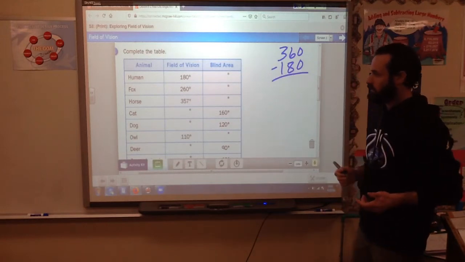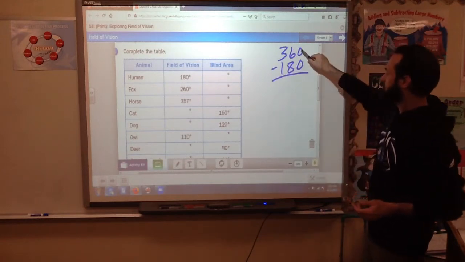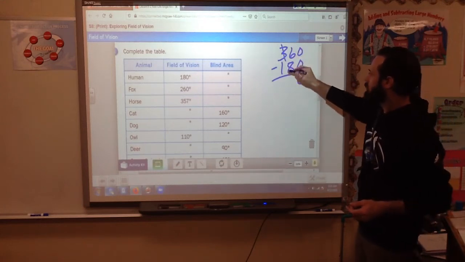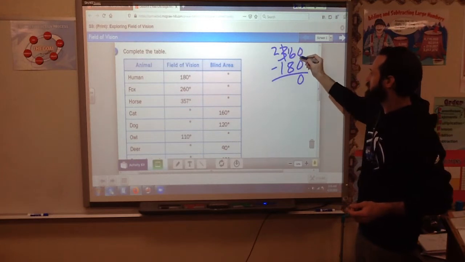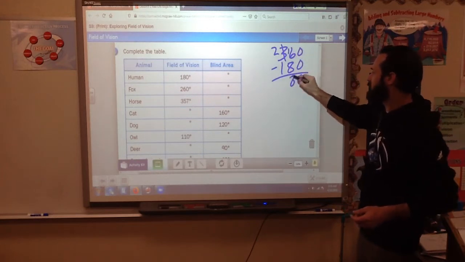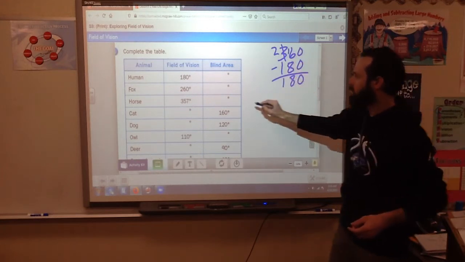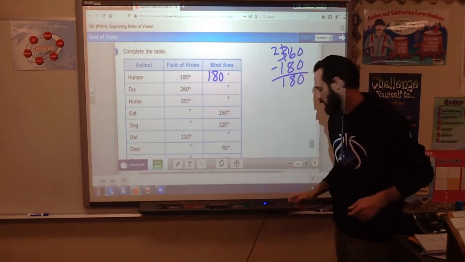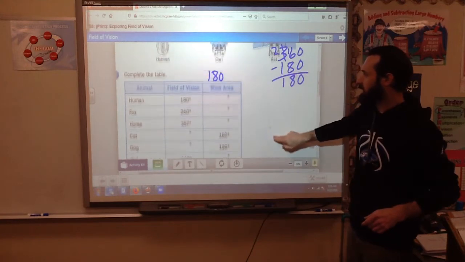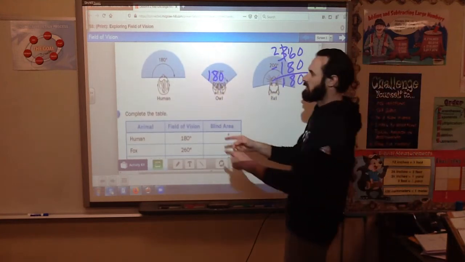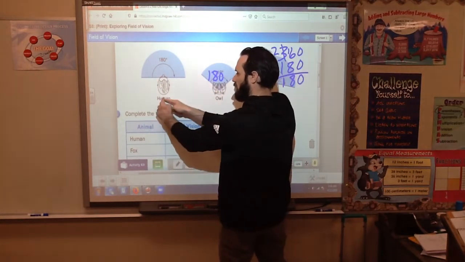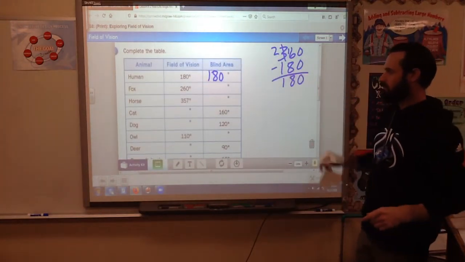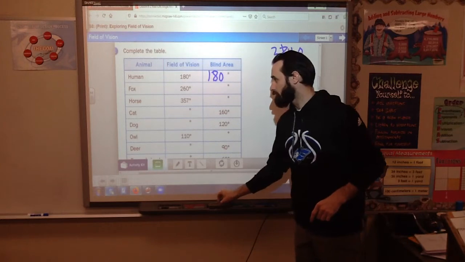Okay, I'm going to do the first one with you here. 0 minus 0 is 0. Cross out that 3, make it a 2. This becomes 16. 16 minus 8 is 8. And 2 minus 1 is 1. So our blind area is also 180. And that makes sense if you look back. This is going to mess up where the answer is. But if you look, this is half of the circle, right? So 180 plus 180 is going to get you 360.